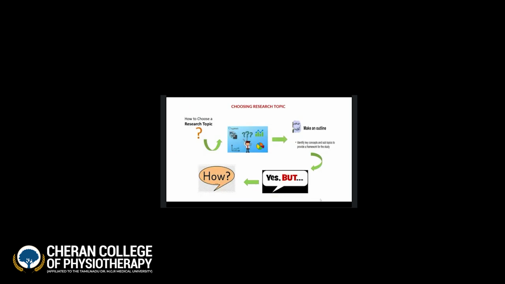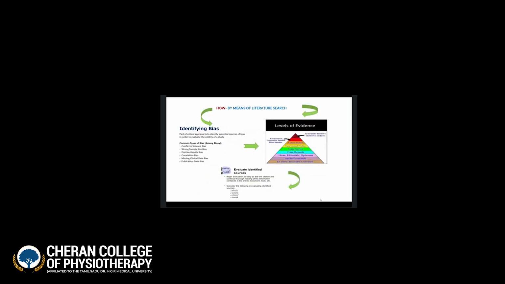Choosing a good research topic, as I already said, and how we are finding the bias. This I'm not going to take, only the means of literature review. As I already said, these are the means by which we can create a good research question, and we can create a good level of evidence by going to the research pyramid, and we can identify the bias.